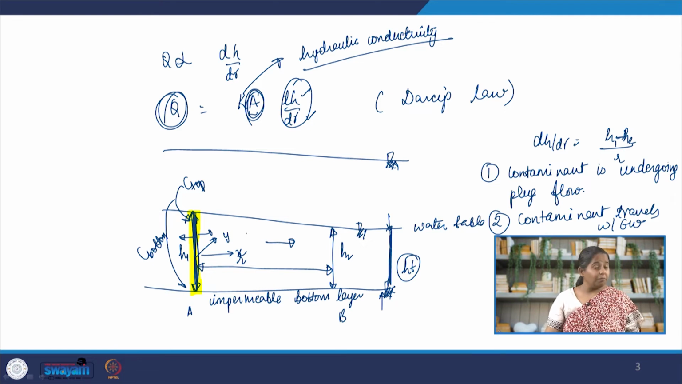Now again, this may not be valid for certain aquifers, especially when the aquifers have a higher dimension in the z axis, but for typically narrow aquifers, this is a pretty good assumption.